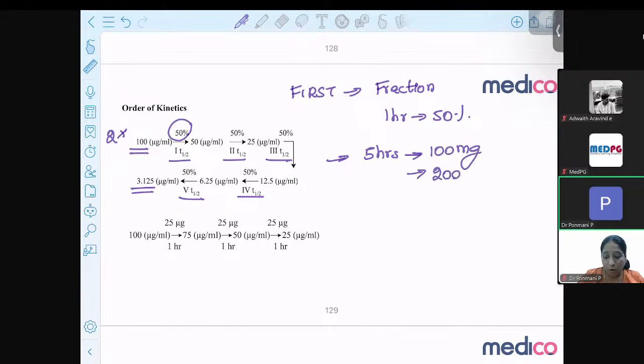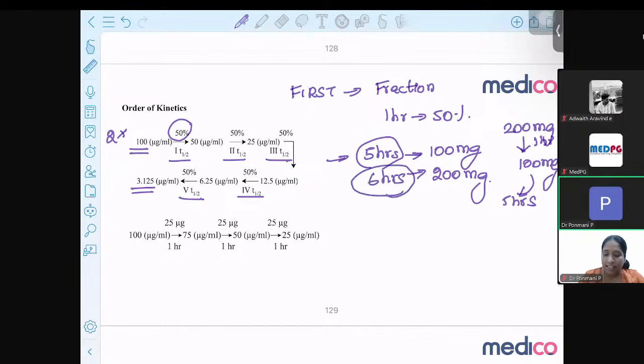If I give 200 mg, what happens? 50% in 1 hour. That is the concept, right? So 50% of 200 is 100 mg. And for this, how many hours? 1 hour. And again, the same 5 hours it is going to take to get eliminated. So how many hours is increased? 1 hour is increased.